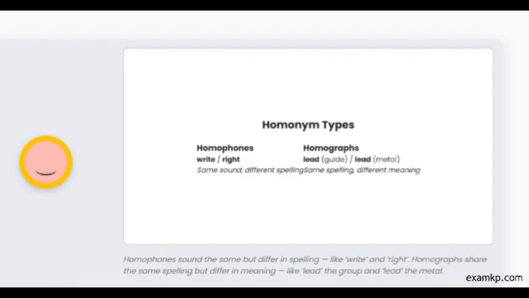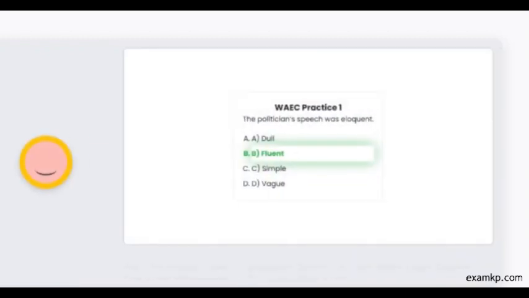In exams, you'll be tested on your ability to choose the correct word from context, so always read the full sentence carefully. Let's practice with some real style questions. We'll go one exam at a time.